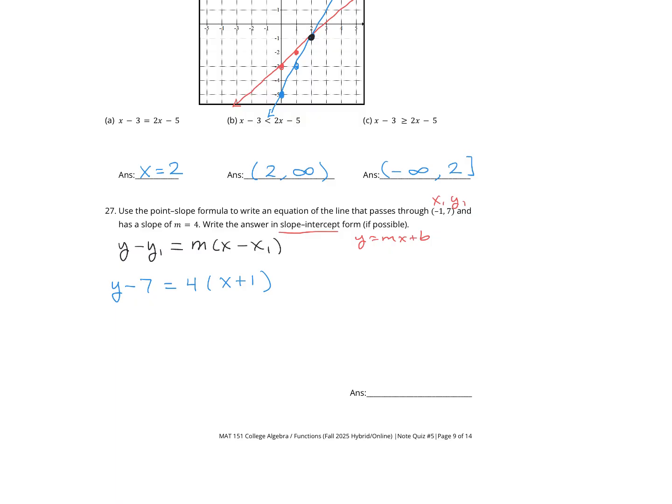Now they want the answer in slope-intercept form, which is, again, y equals mx plus b form. So we have to do a little bit of multiplying here. We're going to first have y minus 7 equals 4x plus 4. Then we're going to add the 7 to both sides. And we get the answer that y is equal to 4x plus 11. And so that's the line that we built from that information. All right, let's move on to the next page, and we will pause things here.